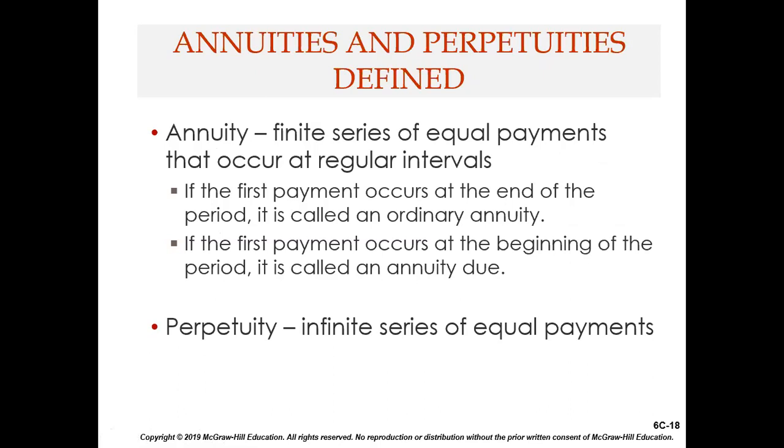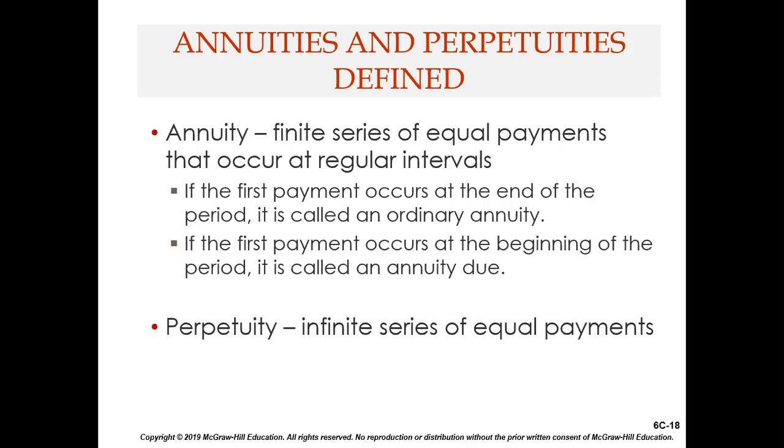Now, in this first part of our chapter, we looked at payments of uneven amounts for the most part. But what if the payments are even? Same amount of time in between. So equal payments at regular intervals, and they're finite, meaning they have a beginning and an end. 10 payments, 25 payments, whatever it is.